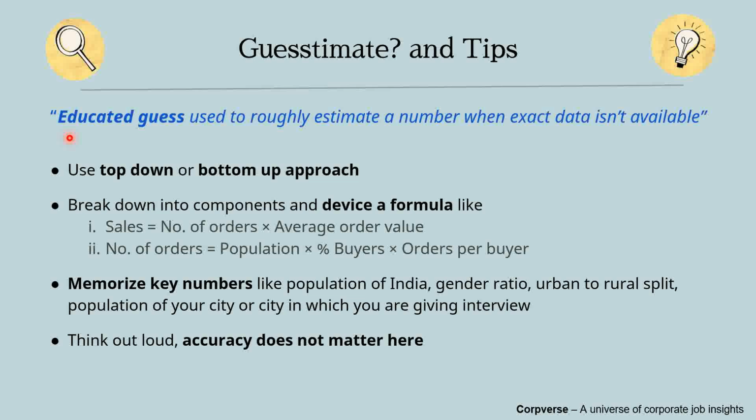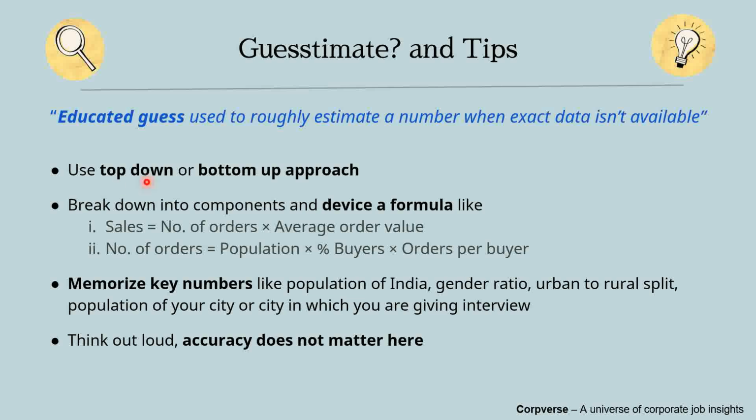Now, when you are solving a guesstimate, typically you can use two different approaches. One is the top-down approach, and the other one is the bottom-up approach. To make you understand how to use these two approaches, let's take an example. Let's say you want to estimate the number of burgers McDonald's sells in a month in your city.